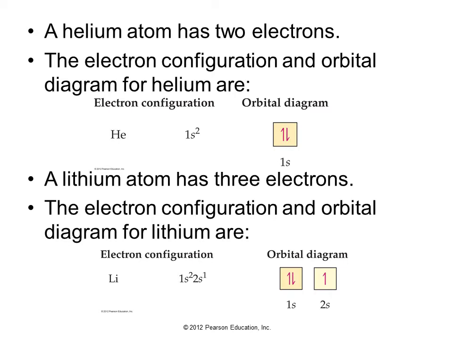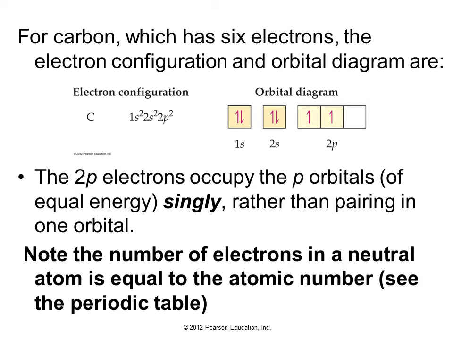The helium atom has 2 electrons, so its electron configuration is very simply 1s2: first shell, the s-shaped orbital with 2 electrons. Its orbital diagram shows the 1s orbital with two arrows. Lithium has 3, and so it fills the 1s, and then the next one to fill is the 2s, and we only put 1 in that. 1s2, 2s1, and its orbital diagram.